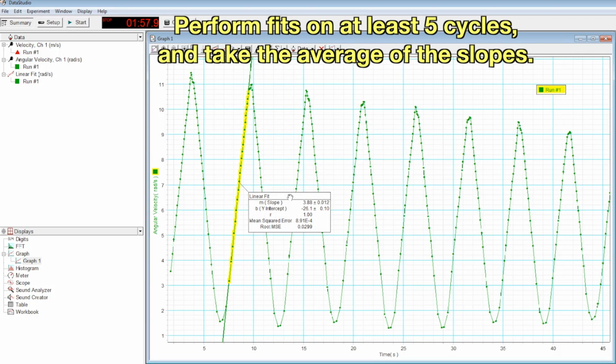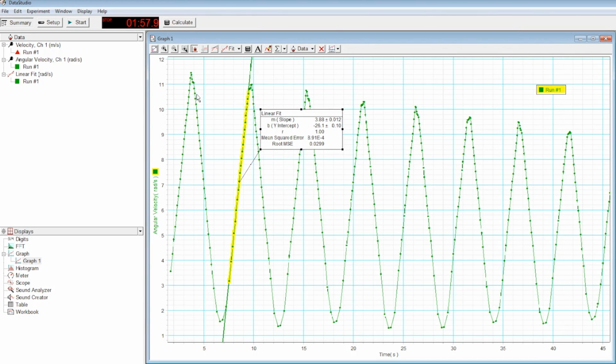Perform fits on at least 5 cycles and take the average of the slopes to find the value of the angular acceleration for the upward motion and for the downward motion. How do these values compare to your predictions?